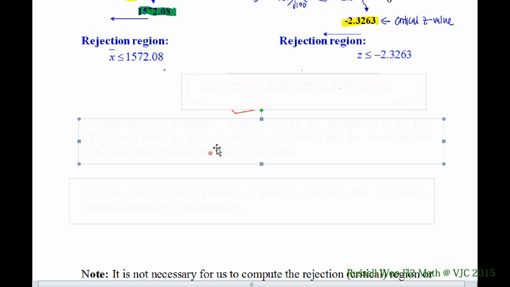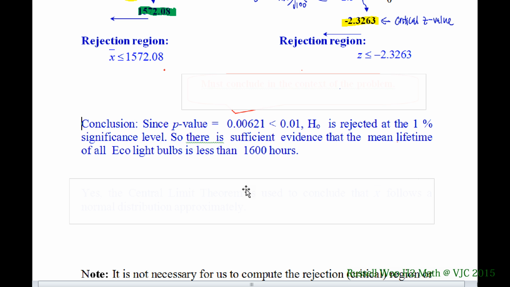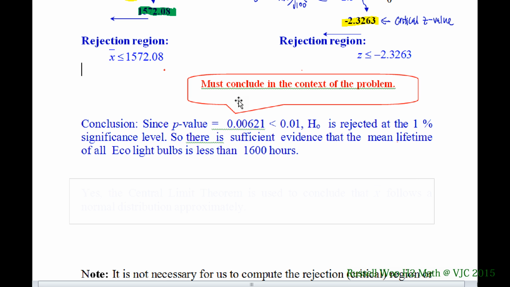So our conclusion is this. The p-value 0.0621 is less than 1%, less than 0.01. Therefore, H0 is rejected. So we can safely say that there is sufficient evidence that the mean lifetime of all bulbs is less than 1600. We must conclude in the context of the problem. You cannot just say H0 is rejected and be done. You must tell the story: the mean lifetime of the light bulb.